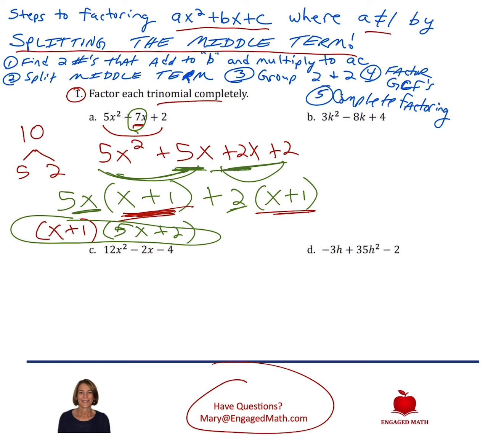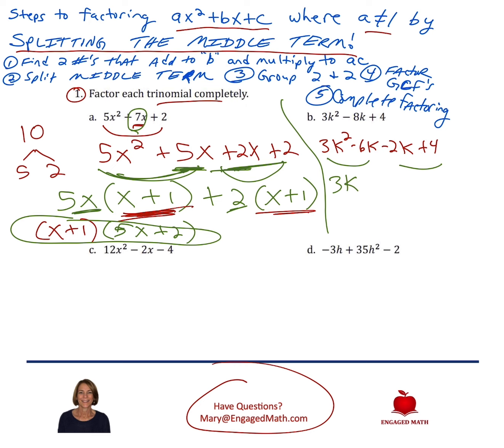Okay, the next one, a times c is a positive 12. The 2 numbers that multiply to that and add to negative 8 are negative 6 and negative 2. So I'm going to rewrite it as 3k squared minus 6k minus 2k plus 4. That was step 2, which was splitting the middle term. So we've done that step. I'm going to get rid of our work here that helped us find the negative 6 and the negative 2. But now that we have that, now we're going to group them 2 and 2. Okay, I'm going to put a little line here so we can make a little space.